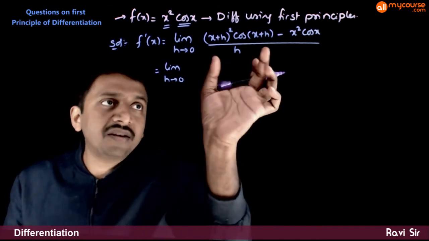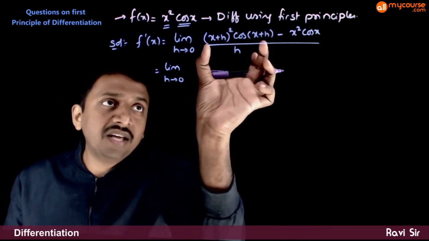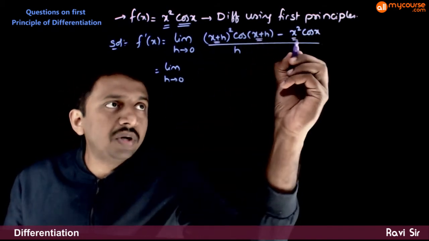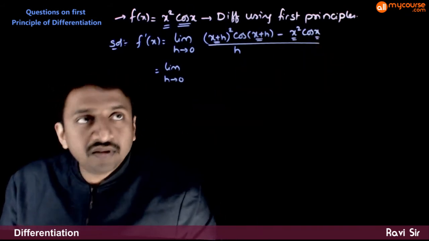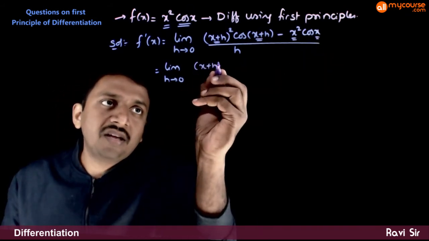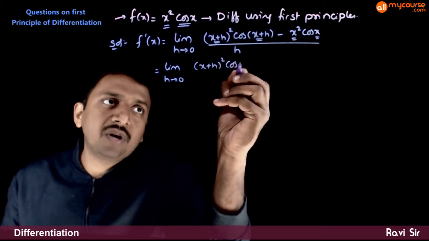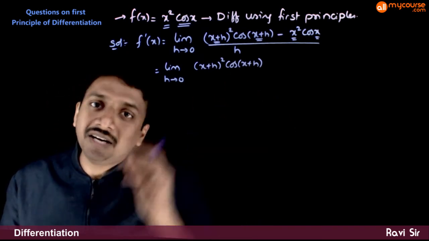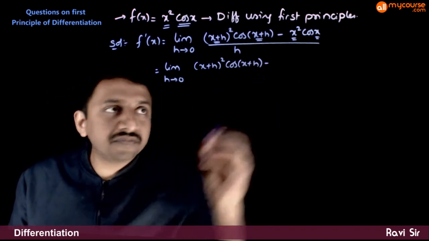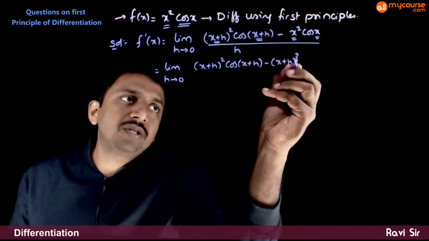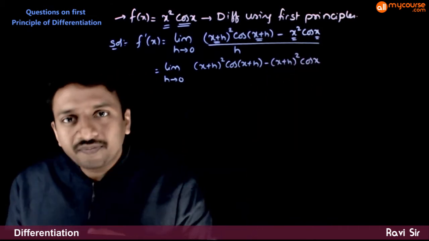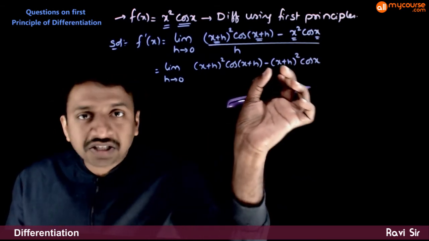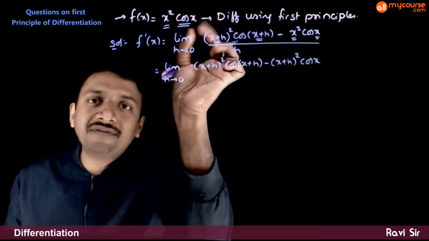What we do is, if you observe carefully, in both the functions here you have x plus h, and in both the functions here you have x. So the process is something like this: x plus h whole square times cos of x plus h. Then you subtract and add a term here: minus of x plus h whole square times cos x. You subtract and add an intermediate term, that is, one function replaced by x plus h, the other function as it is.